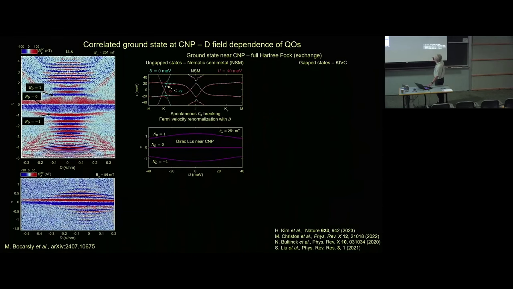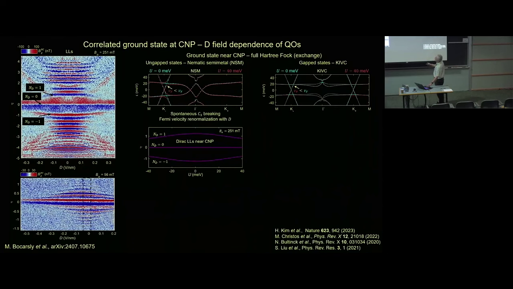Now let's look at the other possibility, the KIBC state, for example. Again, there is no overlap at the Dirac point, so in this region very similar effects should happen. The 0th Landau level should remain at charge neutrality, and the velocity should be renormalized. But the difference now is that there are no states in the flat bands.